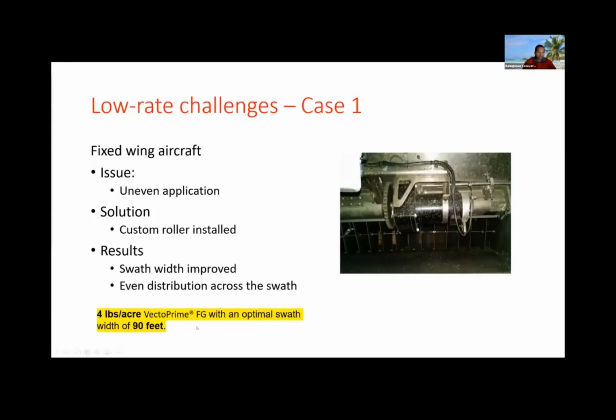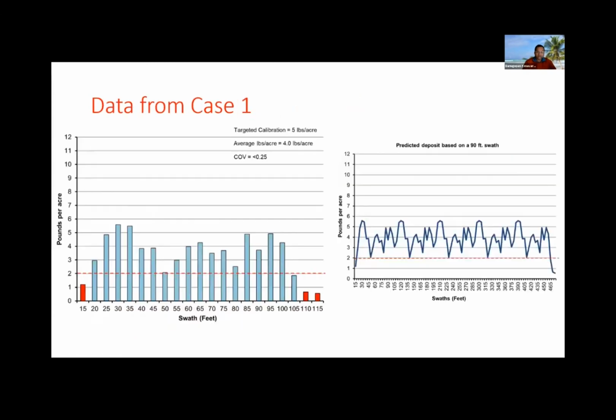For this one, it was a 4 pounds per acre target and an optimal swath of 90 feet. We'll go through a couple of graphs here. You're familiar with the graphs from just before. Good even distribution, and the COV was only 0.25, which is good. The equipment is doing well and the calibration is pretty good.